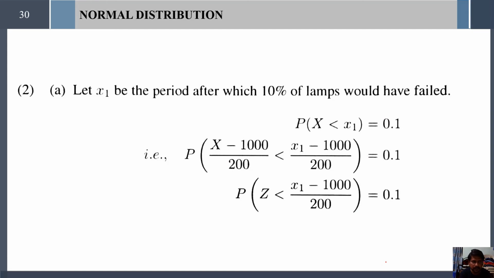And next, for the second question, let x1 be the period after which 10% of the bulbs would have failed. We don't know what x1 is, so we simply assume x1 is the period. This 10% is nothing but 0.1. Therefore, the probability of z less than x1 minus 1000 divided by 200 equals 0.1.